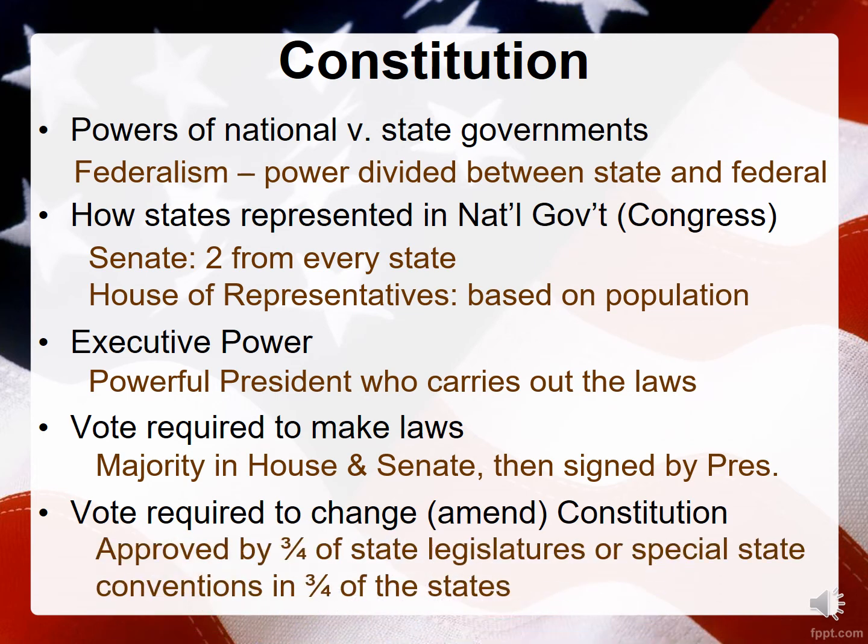Now, the vote required to change or amend the Constitution. You see a distinct difference here. As opposed to all the states having to give unanimous consent to an amendment, under this Constitution, an amendment would be approved by 3/4 or 75% of state legislatures, or by a special state convention in 3/4 of the states. And so again, the purpose is to make it very, very difficult to amend the Constitution, but to make it possible.